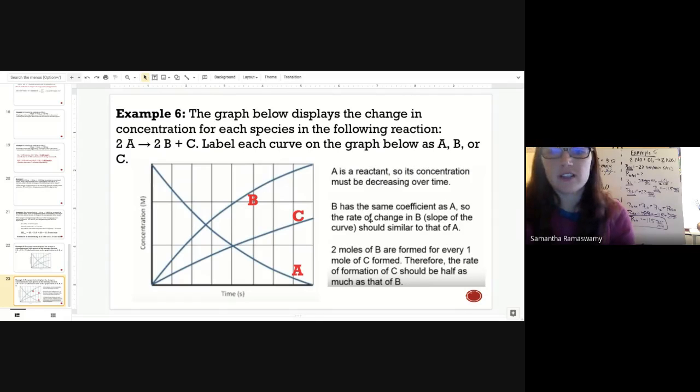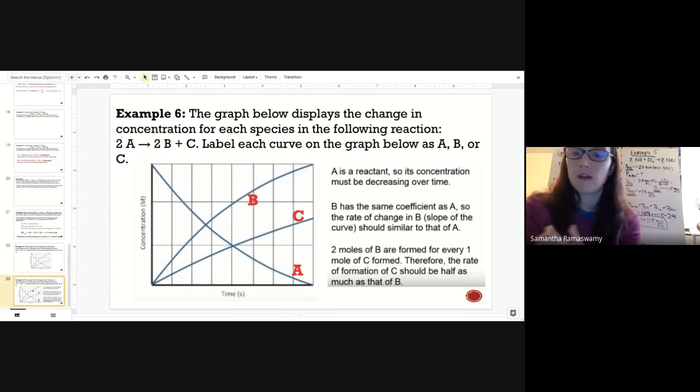And so over here off to the side, A is a reactant, so its concentration is decreasing over time. B has the same coefficient as A, so the rate that A is decreasing is the rate of increase of B. So the slopes of the curves should be similar between A and B because their rates are similar. And then it says 2 moles of B are formed for every 1 mole of C. So C is going to be half the rate of B, so it's going to be kind of half the slope.